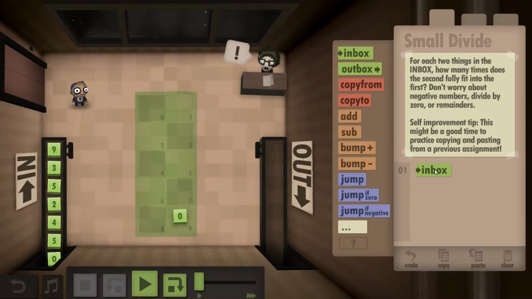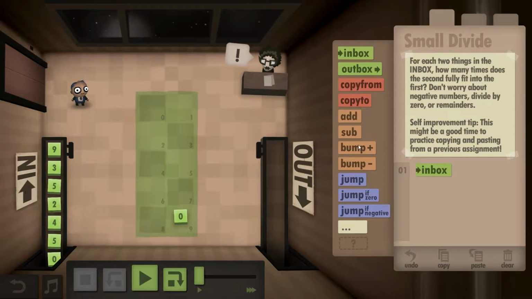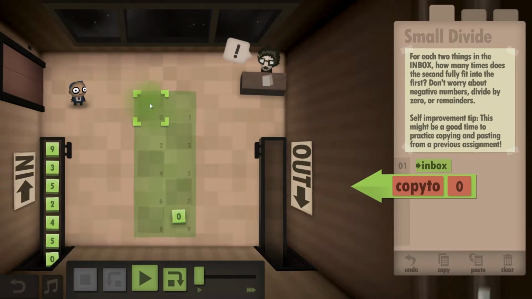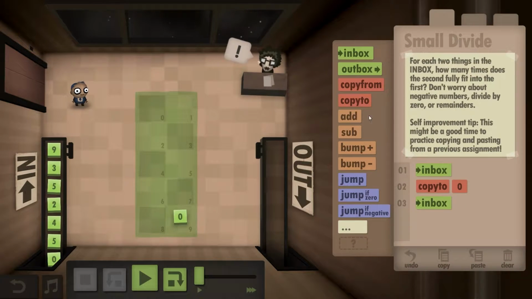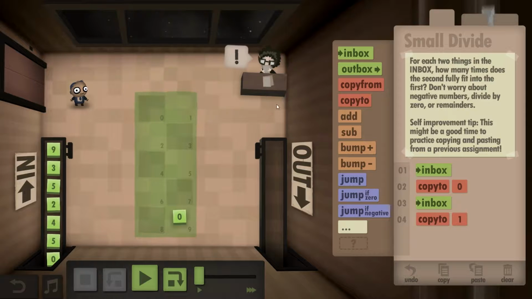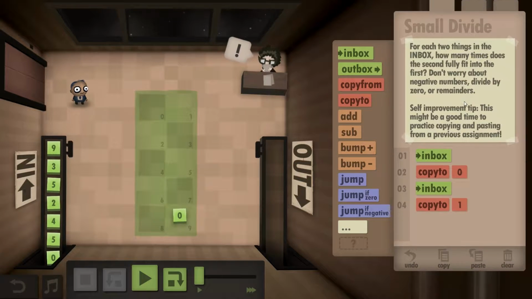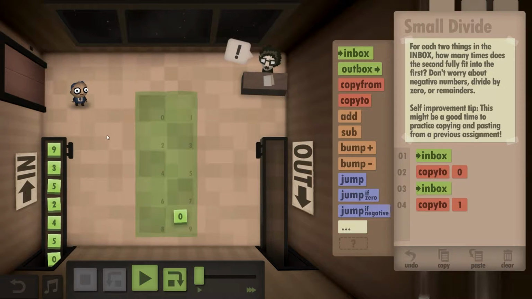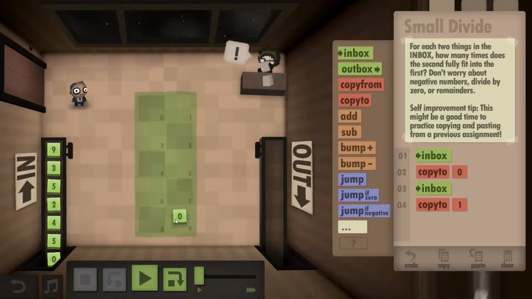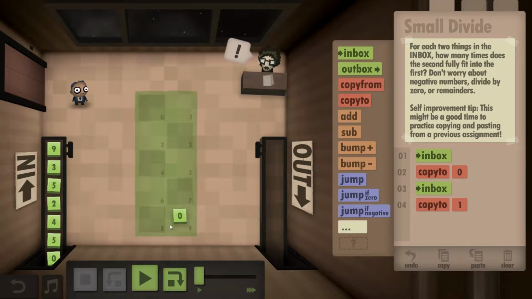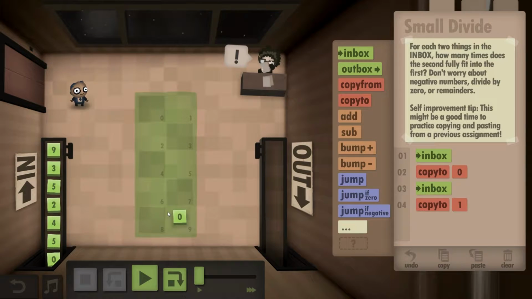Let's start fresh. So the first thing we do is pick up inbox and copy to box 0. Pick up inbox, copy to... oops, copy to box 1. Right, that's the start process. And then we need to bump this, but then how do we set this back to 0? That's what I want to know.